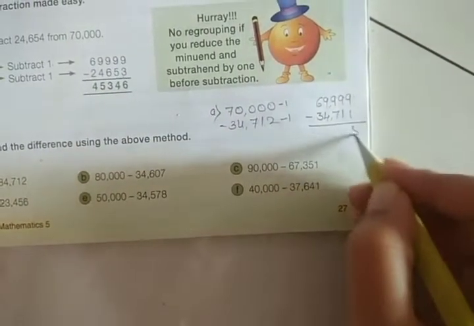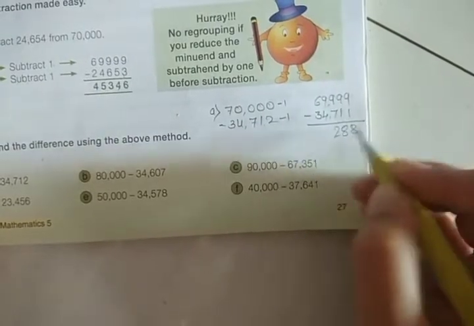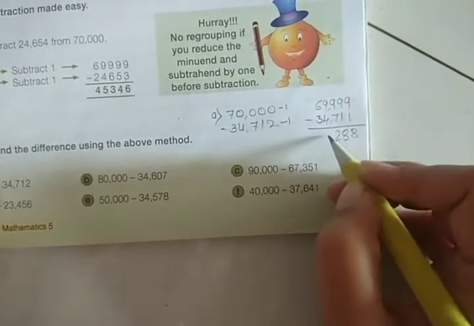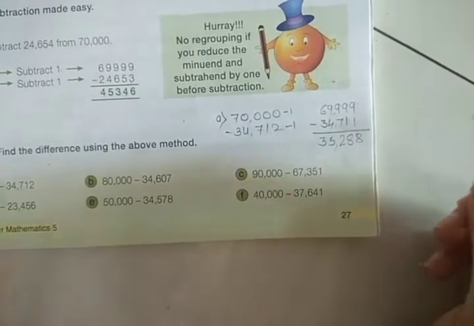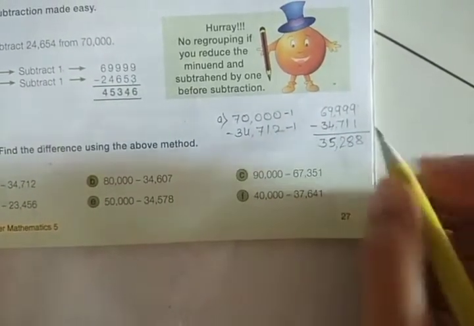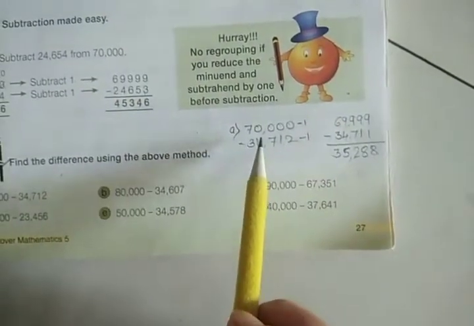9 minus 1 will be 8. 9 minus 1 will be again 8. 9 minus 7 is 2. 9 minus 4 is 5. And 6 minus 3 will be 3. Yes, quickly we'll get the answer and the subtraction will become easier if you solve by this method.